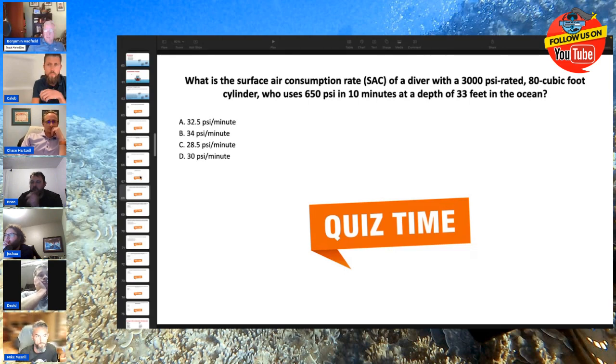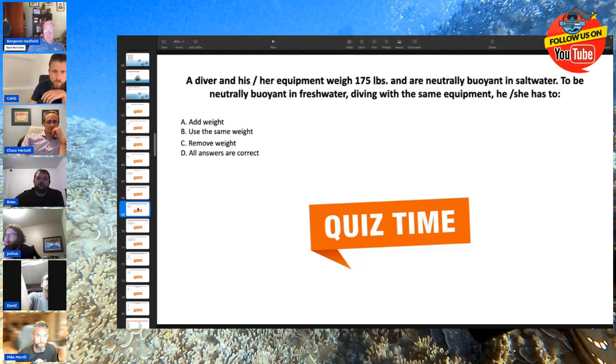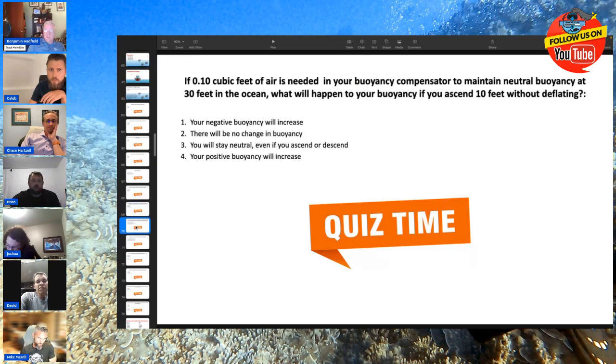All right. Chase, I believe you're next. A diver and his or her equipment weigh 175 pounds and they are neutrally buoyant in salt water. To be neutrally buoyant in freshwater diving with the same equipment, he or she, or they, I guess, has to remove weight. Yep. Why? Because salt water is more dense than fresh water. So to account for that, you'd have to remove weight. Exactly. Good job.